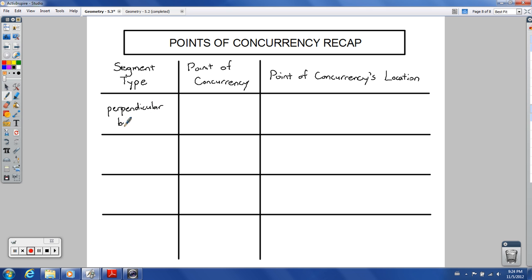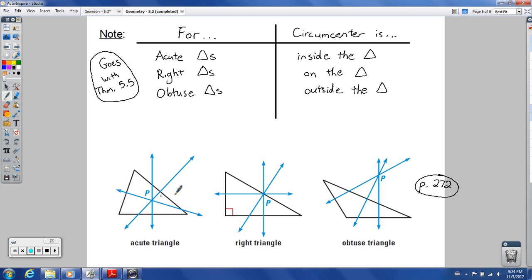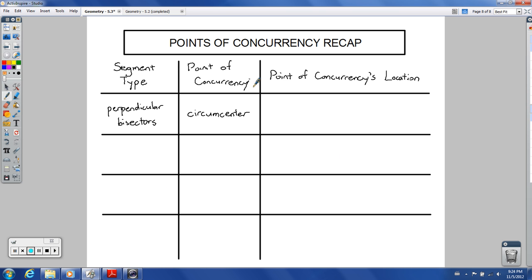Perpendicular bisectors. The point of concurrency with that was called the circumcenter. We could draw a circumscribed circle with that. And then this one had 3 different variations. We had right here, if it was acute, it was inside. Right was right on the triangle, and then obtuse was outside the triangle.